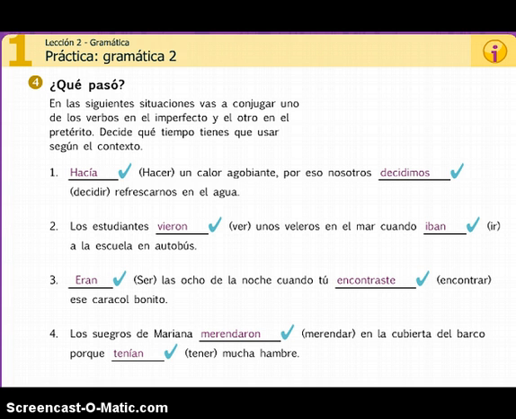Y número 4, los suegros de Mariana merendaron en la cubierta del barco porque tenían mucha hambre. Another great example of how the imperfect doesn't have to always come first. They were hungry. That's what was going on. While they were busy being really, really hungry, they had a snack out on the deck of the boat. And that was the event that occurred. Hopefully you got the same answers that I did.